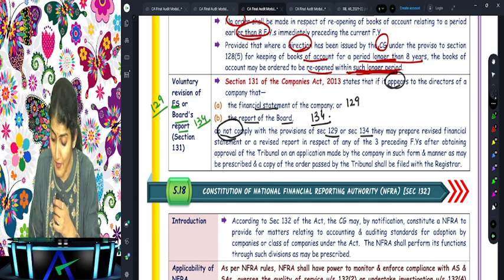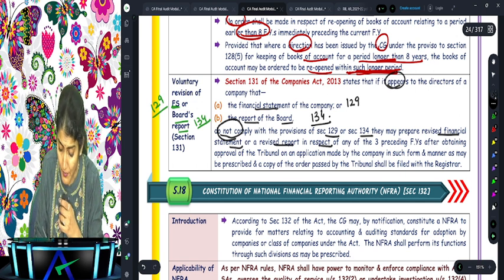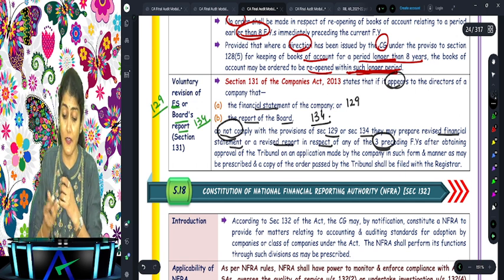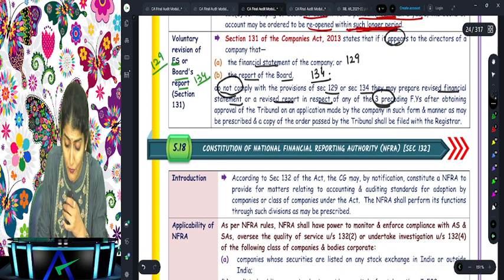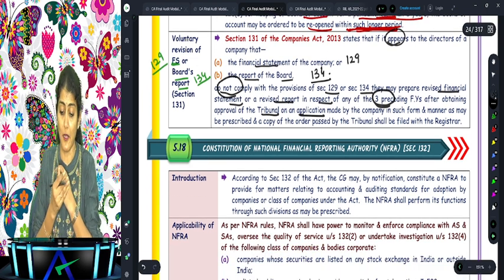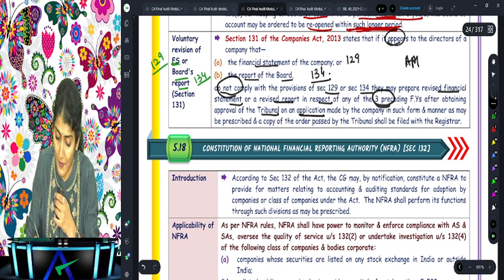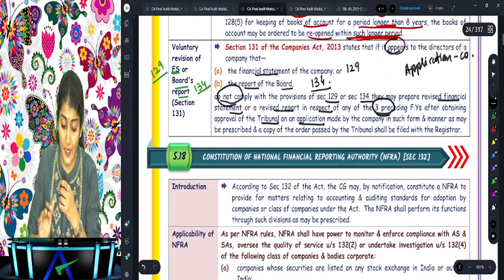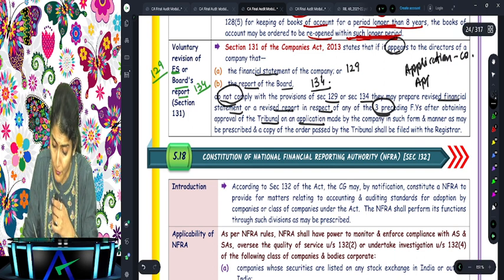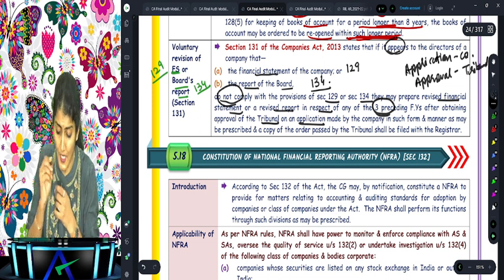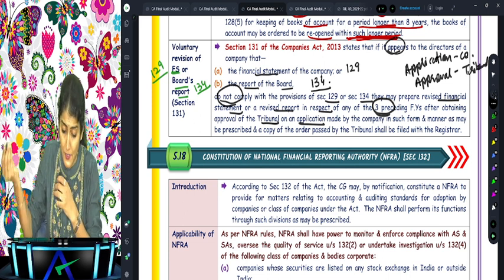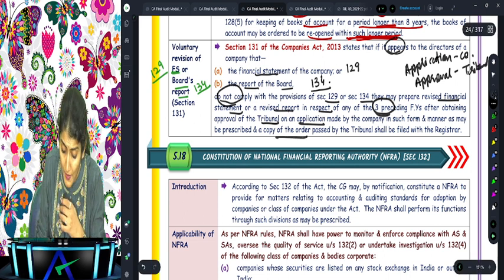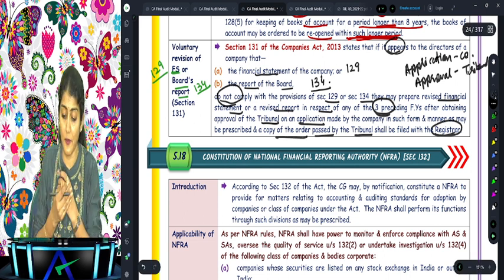They may prepare the revised financial statements or a revised report in respect of the 3 preceding financial years after obtaining the approval of the tribunal on an application made by the company. So now here, who needs to make the application? The application has to be made by the company. There the application was made by the regulatory authorities. Application made by the company, and then you get the approval of the tribunal by the company in such form and such manner as may be prescribed, and the copy of the order passed by the tribunal has to be filed with the registrar.